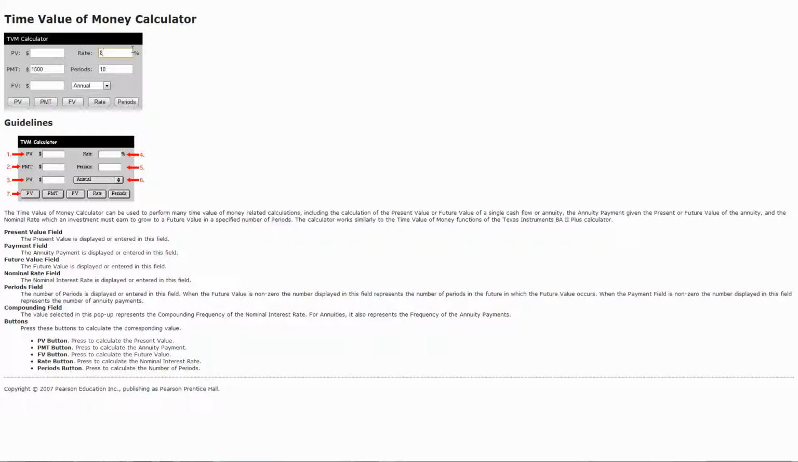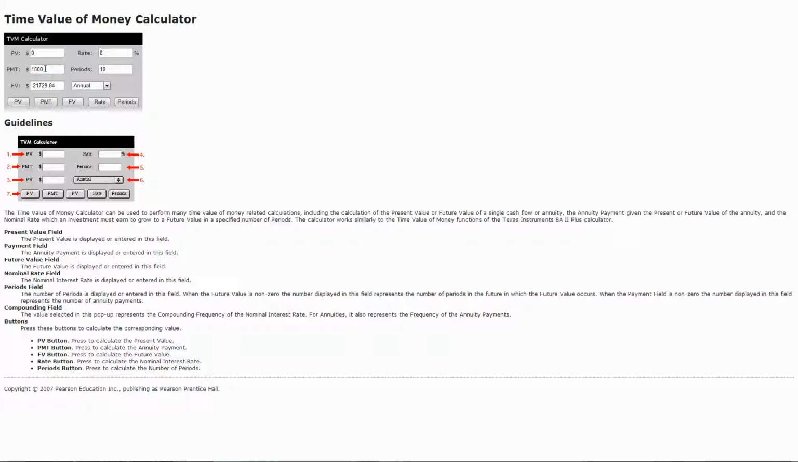But we'll do 8%. And the question is, how much will we have saved after those 10 years, including our deposits of $1,500 a year and the interest that we're earning? So here I don't have a present value, so I'm going to input 0 there, and I'm solving for future value, so I go to the future value button and press it. It's going to return a negative number, but that's okay.